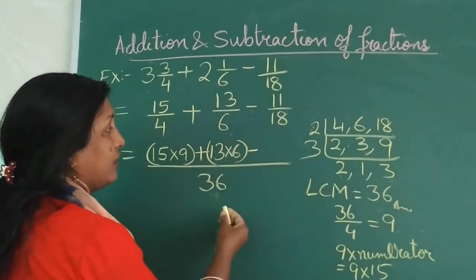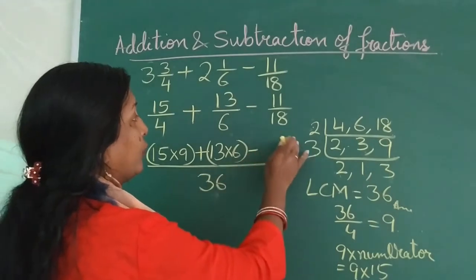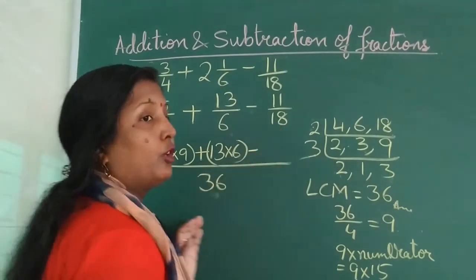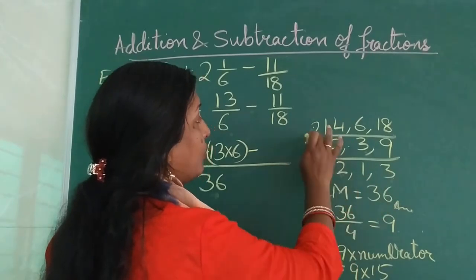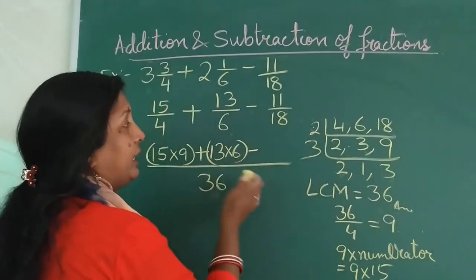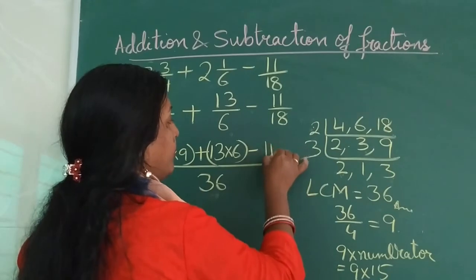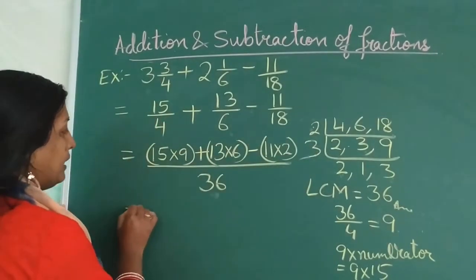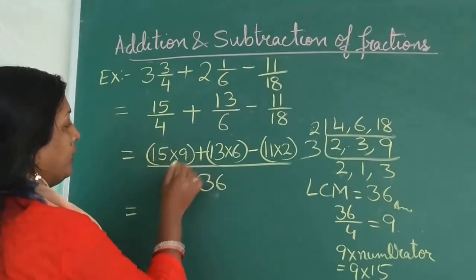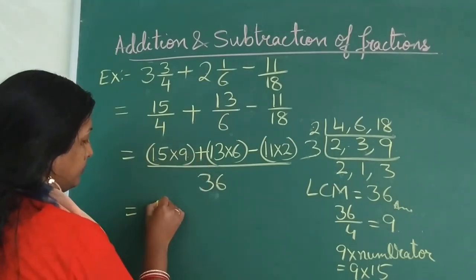18 and 36. For 18 again you can go for 36. Maybe if you don't remember the 18 table, go from here. 3 3s are 9, 2s are 18. So what is left? 2. And we know 18 2s are 36. So we multiply 11 into 2. So what do we get now? We get 15 into 9.